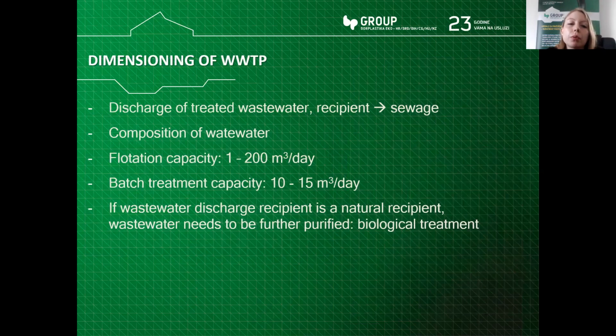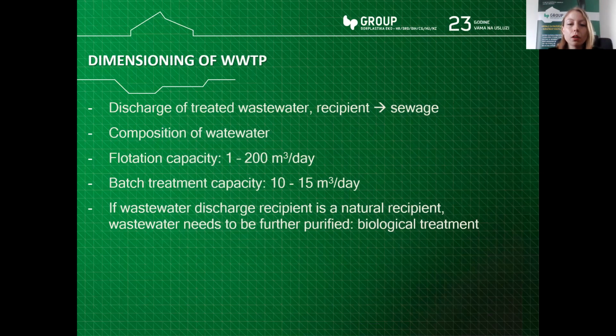When we are dimensioning wastewater treatment plants, we need to take several conditions into account. First of all, we need to know what the recipient of this treated wastewater is. We saw flotation and batch wastewater treatment. They treat water for the sewage recipient, but if the wastewater needs to be discharged into a natural recipient like a river or surface water, the wastewater needs to be purified further. For that, we can use, for example, biological treatment.